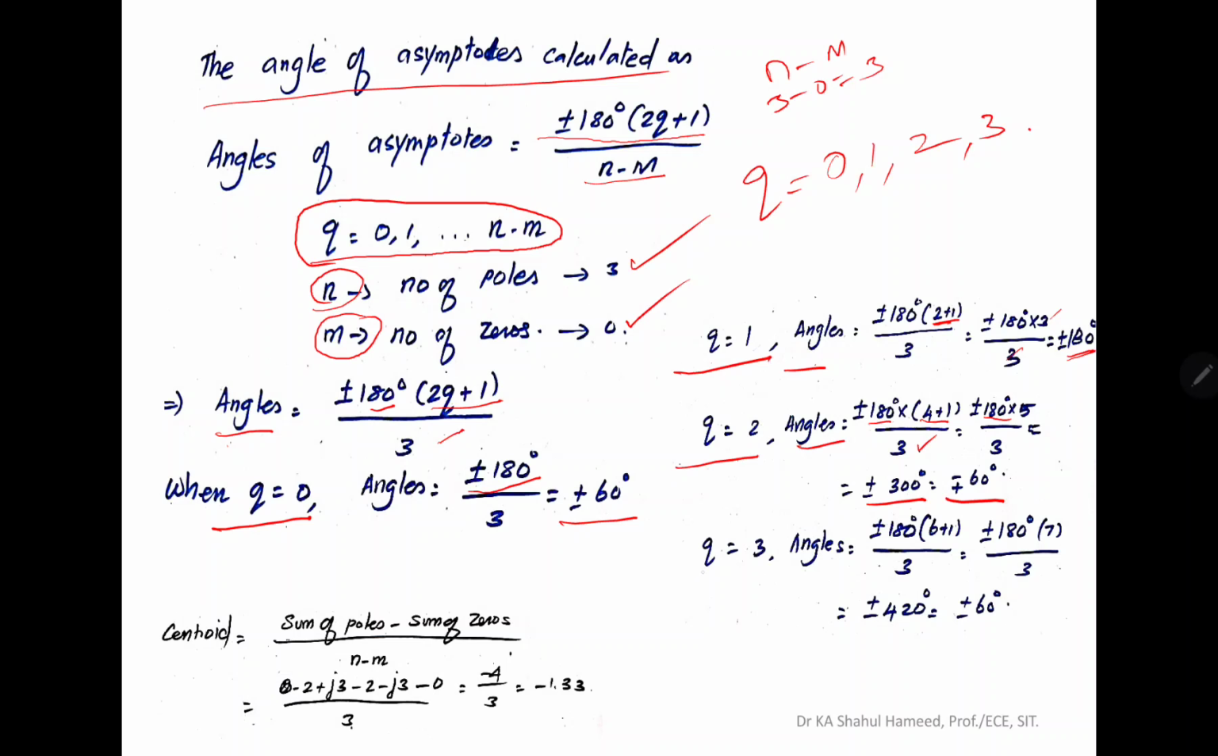When q is equal to 3, the angle is plus or minus 180 degrees into (2 into 3, that is 6, plus 1) divided by 3, which is equal to plus or minus 180 degrees.